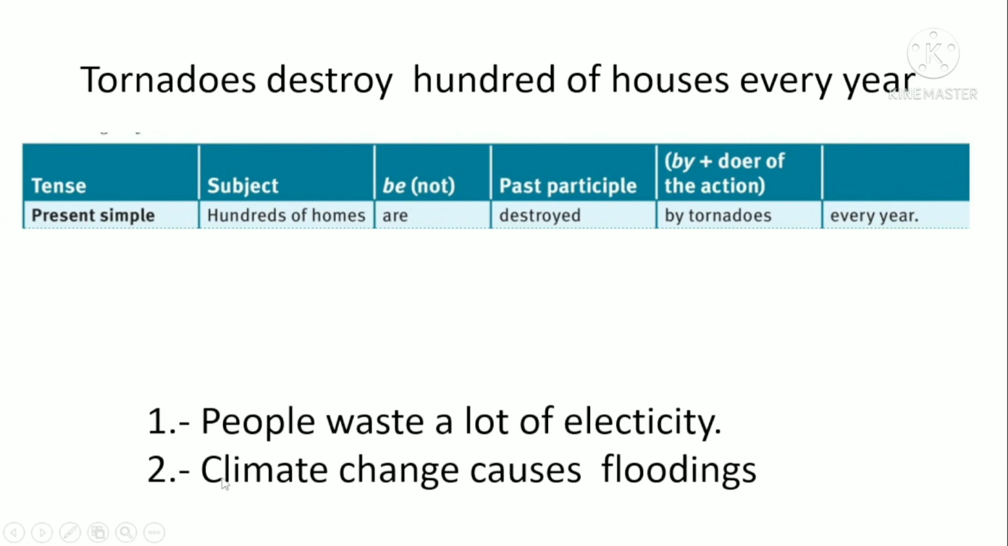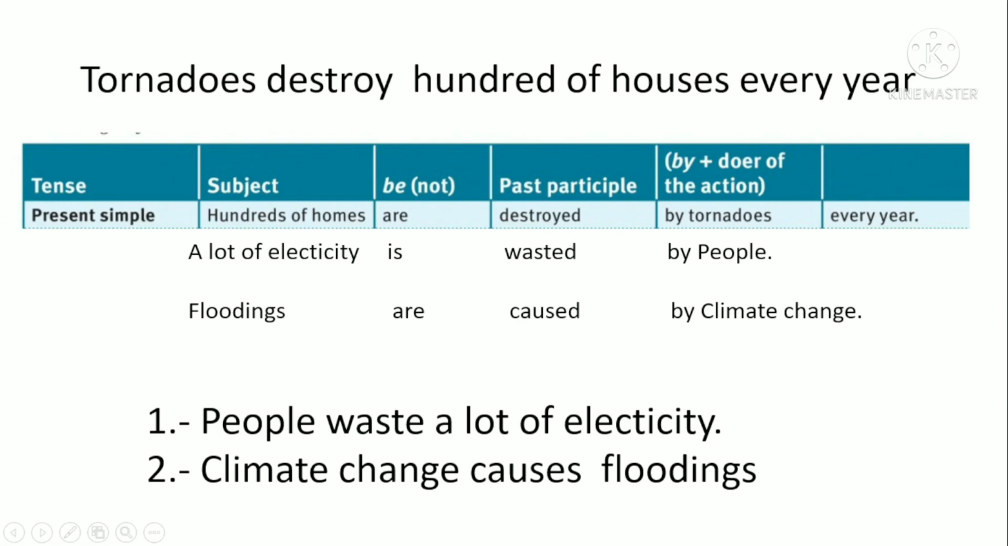Let's make two more examples. People waste a lot of electricity. What is the object? A lot of electricity. This is a passive: A lot of electricity is, because it's a singular subject, wasted, past participle, by people, the doer of the action. Climate change causes floodings. Floodings is an object. I pass it as the subject. Floodings are caused by climate change. Well, now it's your turn to do your own exercises.